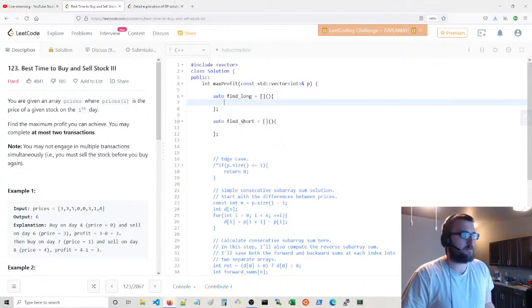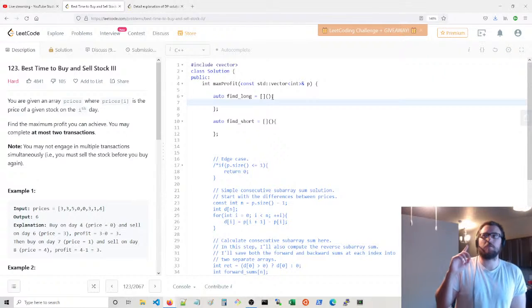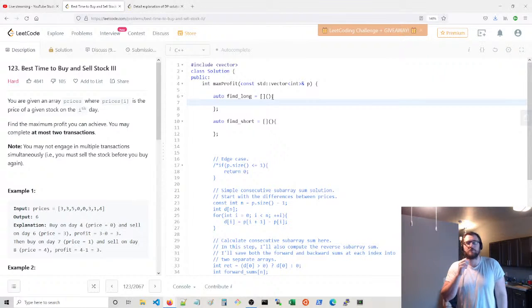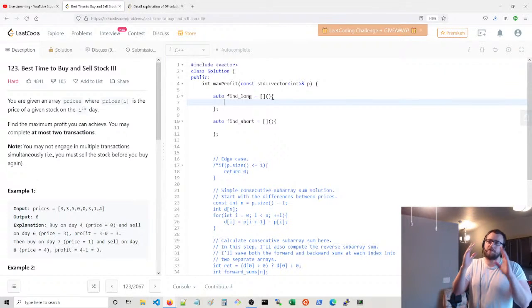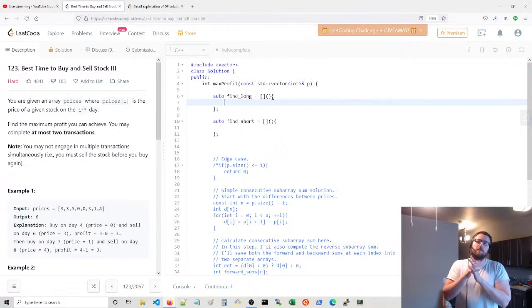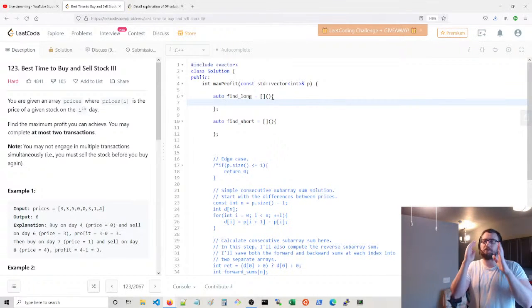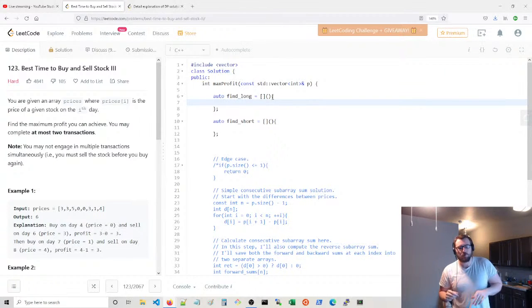So this is linear time and also constant extra memory. The basic idea is we're going to have a find long, which is going to take a subarray, a section of the array, and it's going to find the best time to buy, the best time to sell, and that best difference, right? That's the long position. It's also going to return the indices of the buy and the sell. Short's going to do the opposite.